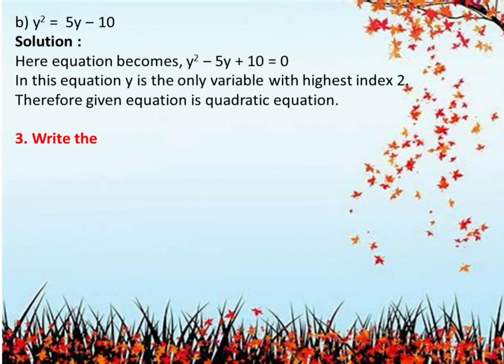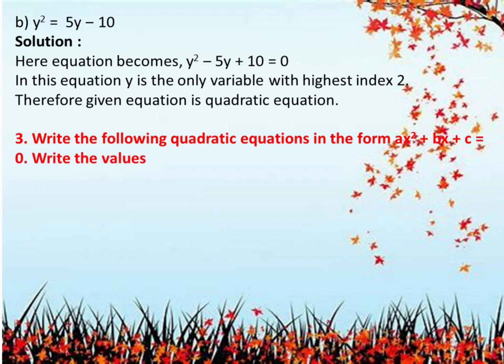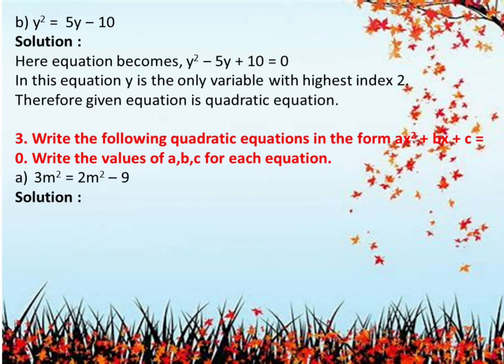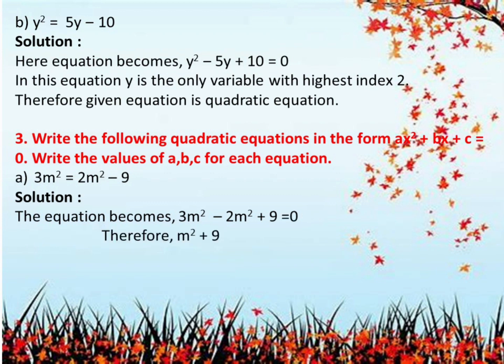Let us move to the next question, that is, write the following quadratic equation in the form of ax square plus bx plus c is equal to 0. Also you should write the values of a, b, c for each equation. Let us see one example. 3m square is equal to 2m square minus 9. Here the equation will become 3m square. If you bring 2m square this side, it will become minus, and the minus 9 will become plus. So what will happen? 3m square minus 2m square, it will become m square plus 9 is equal to 0, which is nothing but m square plus 0m plus 9 is equal to 0.